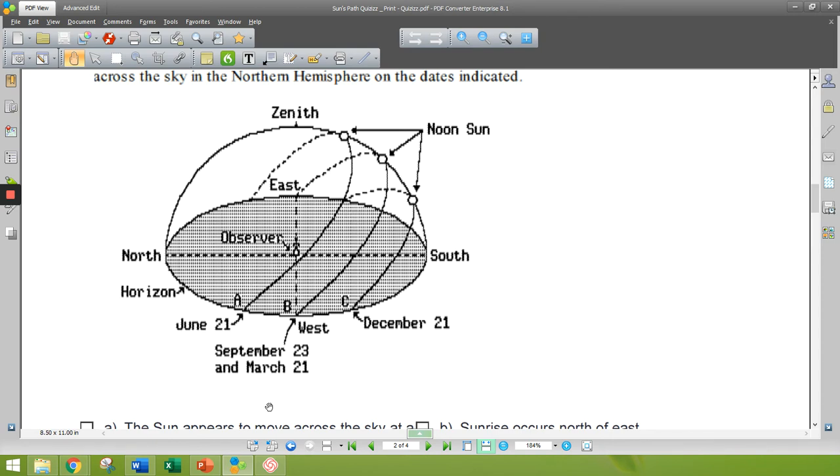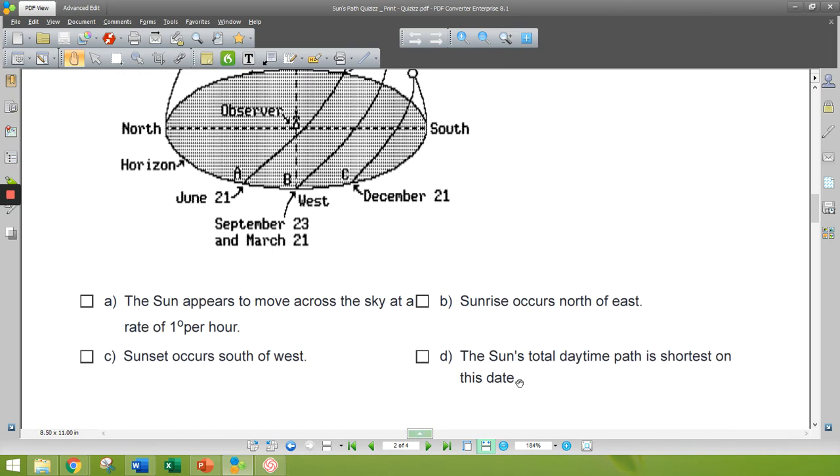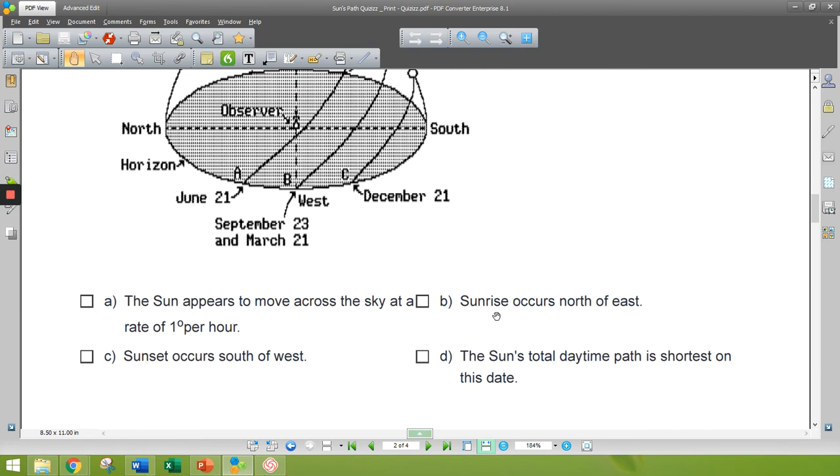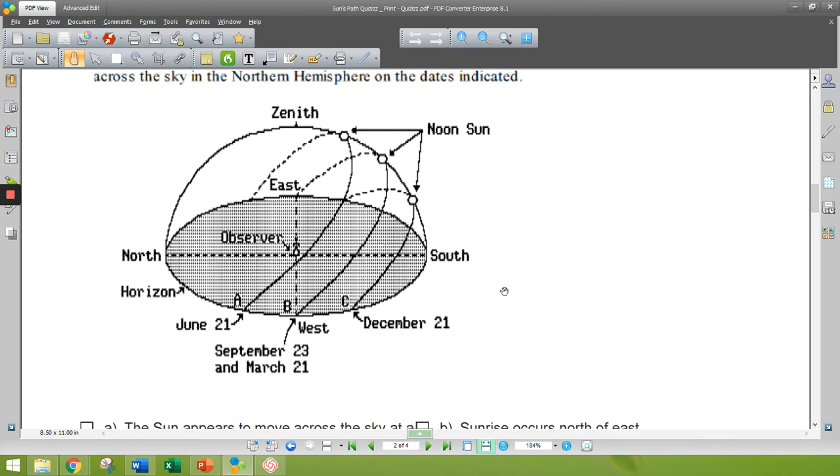If you're struggling with understanding why it's north of east and south of west and those kinds of things on the diagram, I'm going to suggest you go back and rewatch that video I posted along with the reading. It's a really great explanation of how all of this works. And then the sun's total daytime path is shortest on this date. Definitely not true. This is the longest path. The sun's out the longest in the sky on June 21st, the longest number of hours of daylight. So the answer is B, sunrise occurs north of east.